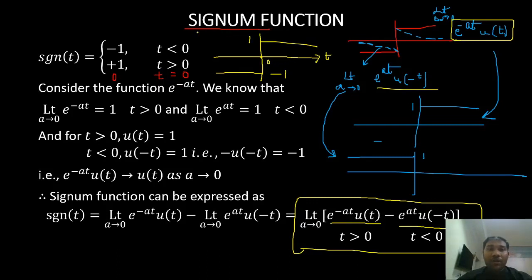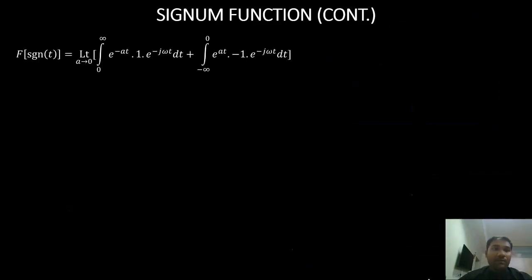So to find the Fourier transform of the signum function, I am going to find the Fourier transform of this equation here, the limiting case. So let's take that equation and find the Fourier transform. Limit a tends to 0, I have taken outside, and I have the integral from minus infinity to infinity. What I am doing here is separating this integral into two integrals, minus infinity to 0 and 0 to infinity, right?